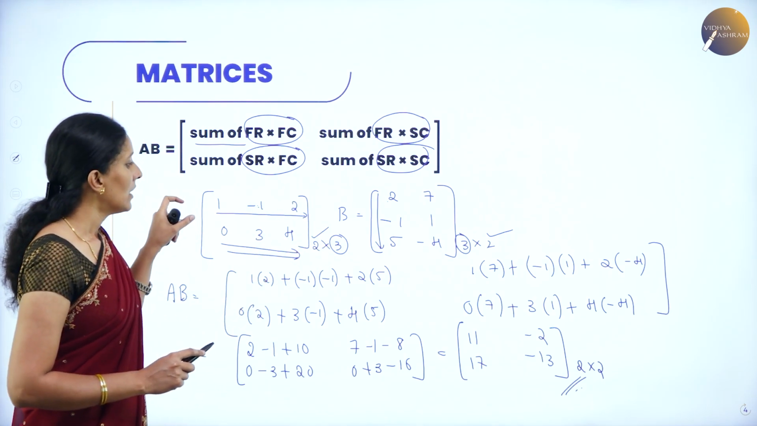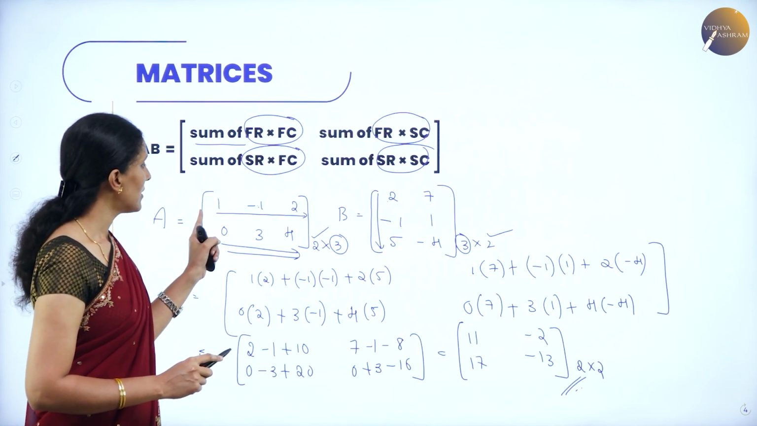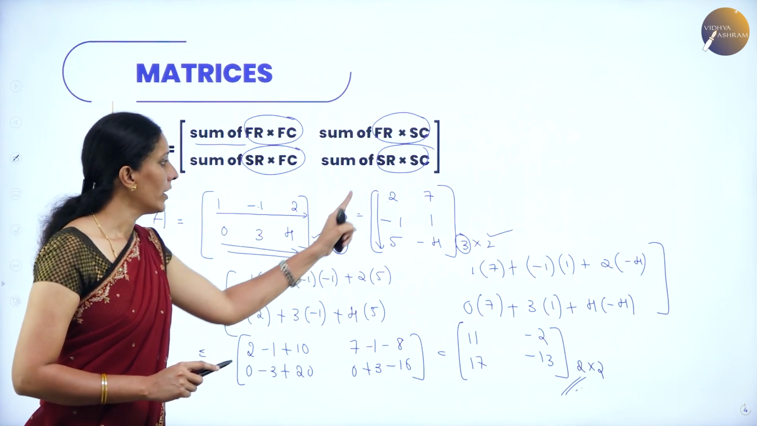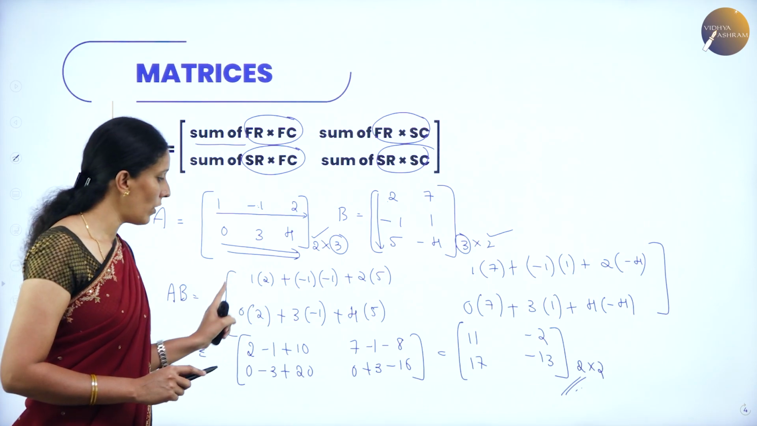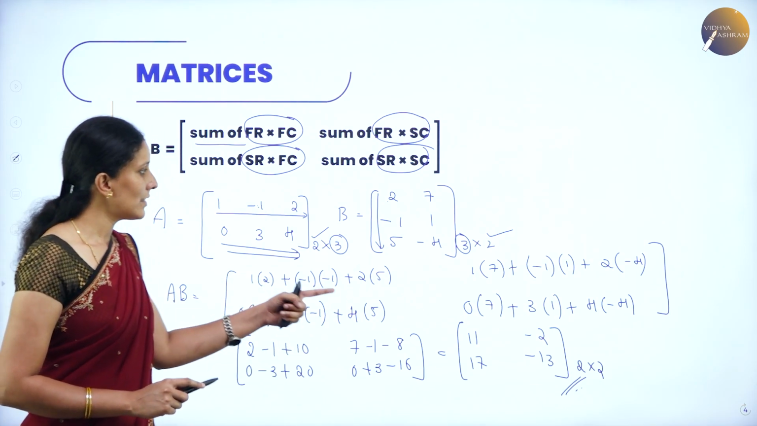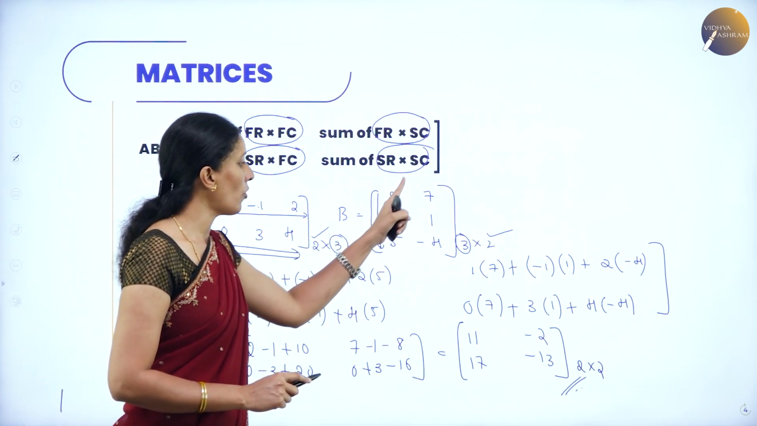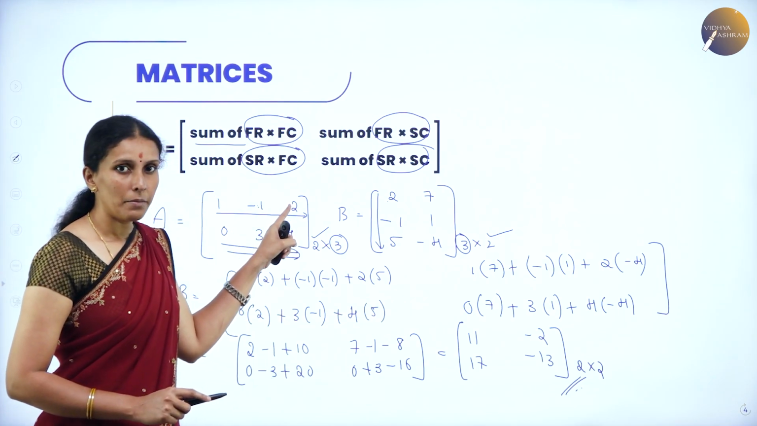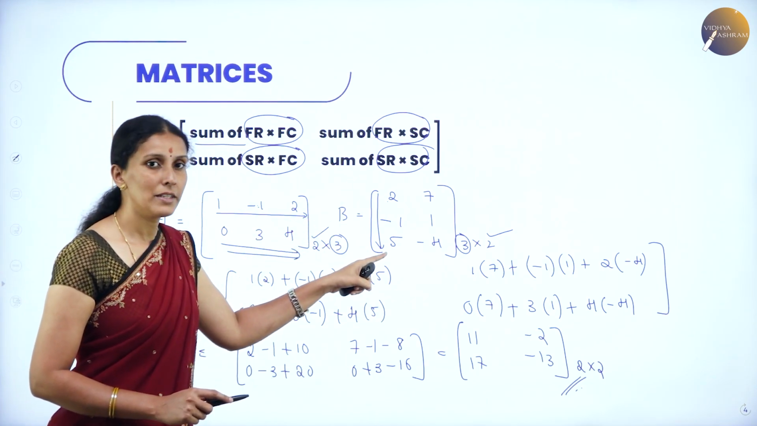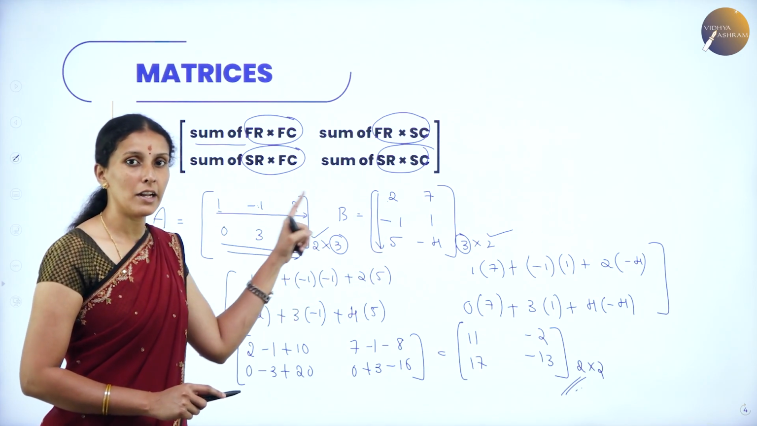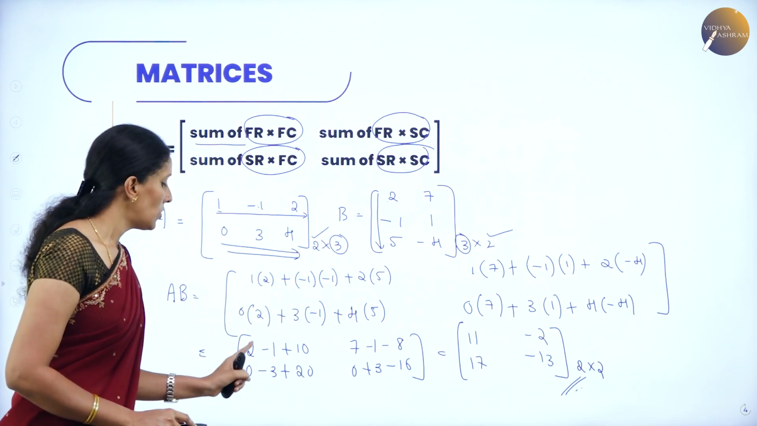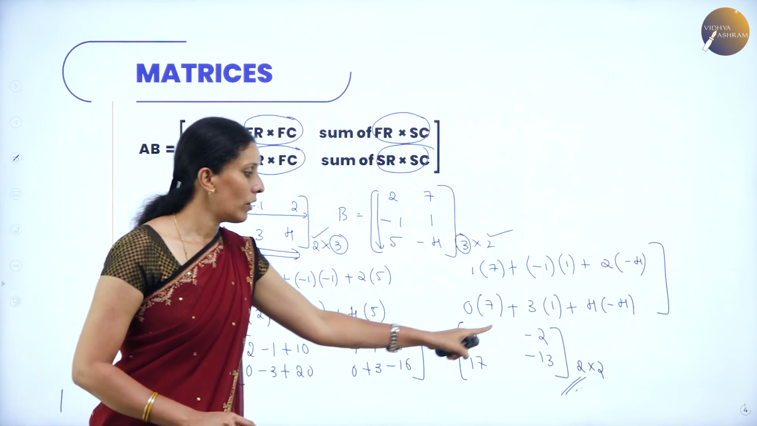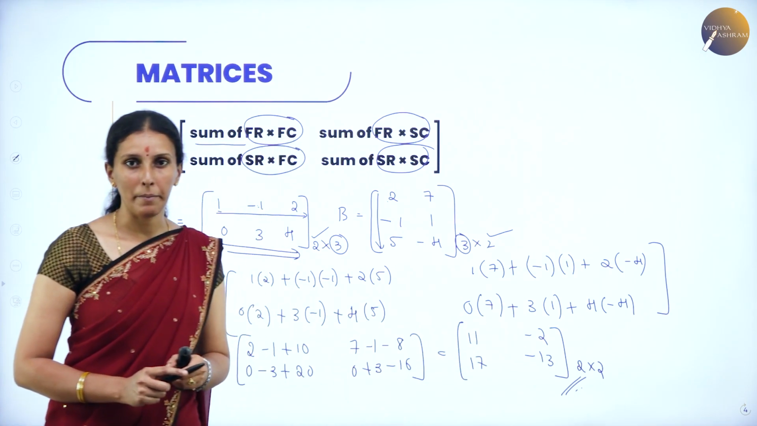For this example here, the sum of first row into first column element will be the first element. Next element will be the sum of first row into second column. So here you have 3 elements in each row and 3 elements in each column. So multiply the corresponding elements and add them. So when you evaluate it, you will find the elements inside the matrix.